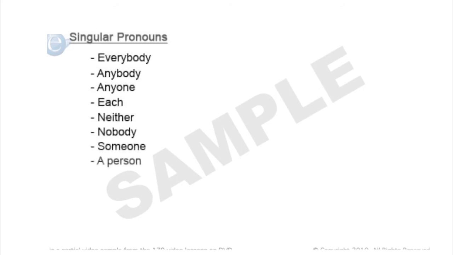Now let's take a look at everybody, anybody, anyone, each, neither, nobody, someone, and a person. All of those are singular. Especially pay attention to everybody. Everybody does not sound like singular. It actually sounds plural, but the rule is that everybody is this one singular group of everybody. So it takes a singular pronoun.